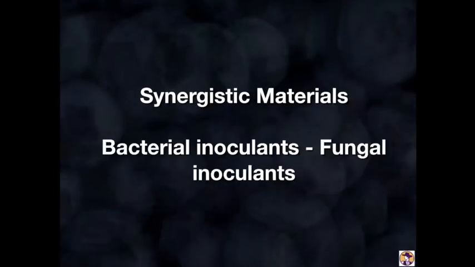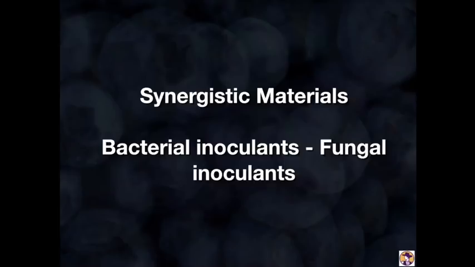Other examples of synergistic materials for biostimulants would include bacterial inoculants and fungal inoculants. So we combine an inoculant which is primarily bacterial, such as the plant growth promoting rhizobacteria, with fungi, such as mycorrhizal fungi or Trichoderma. It's unfortunate that many of the products that are available in the marketplace today are only one or the other. They're either only a fungal inoculant or only a bacterial inoculant.